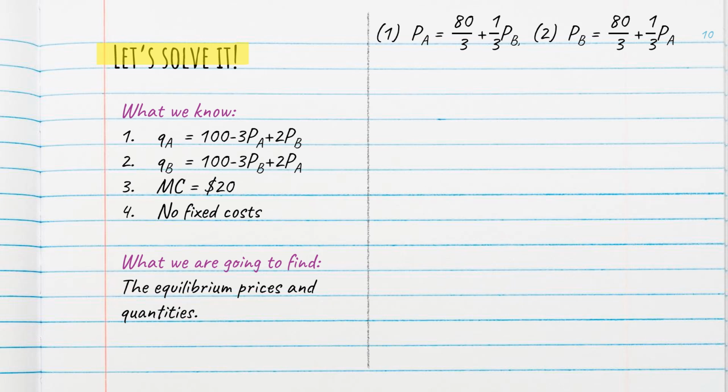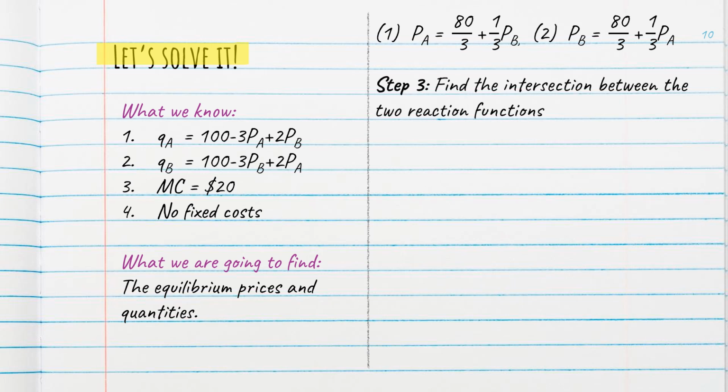Now that we have our two reaction functions, to find the equilibrium prices, we need to find the intersection between the reaction functions. Why? In order to be profit maximizing, each firm must be on their reaction function. So the only point at which each firm is profit maximizing relative to the behavior of their competitor is when we're on both reaction functions, which is at their intersection. How do I find this intersection?